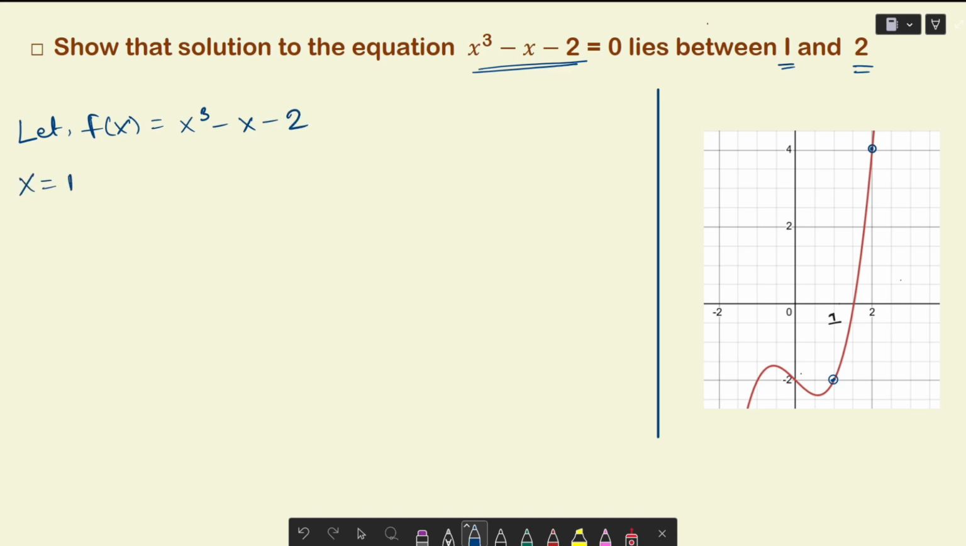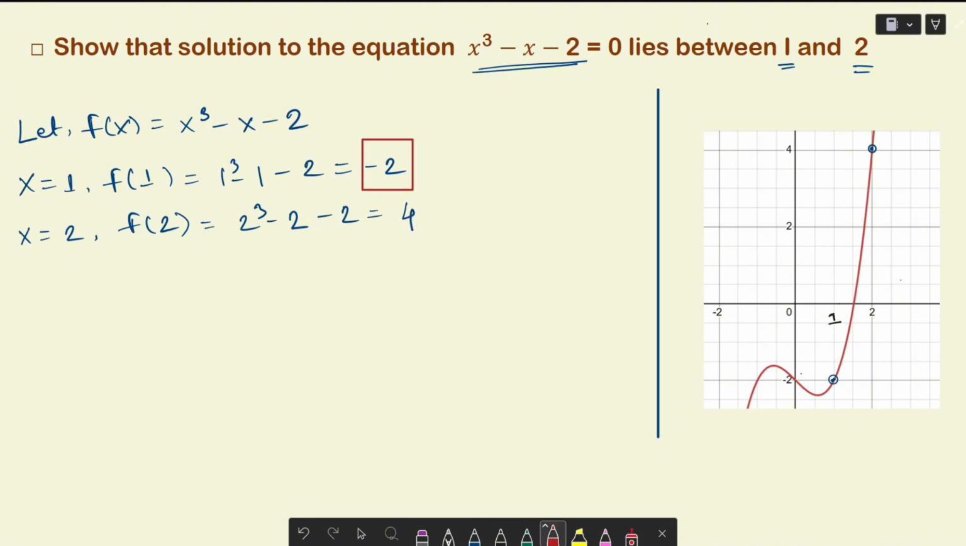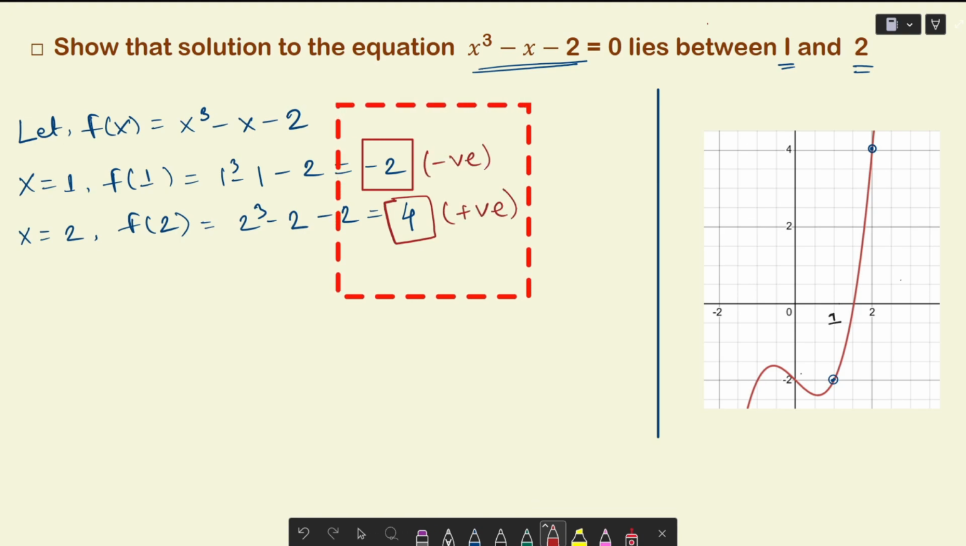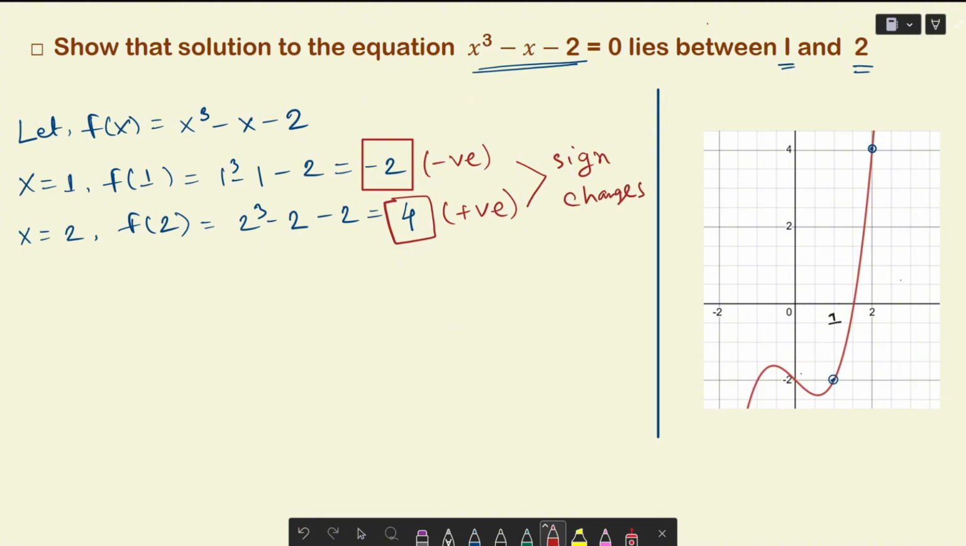So when you plug in x equals 1 into the equation, we get a result of -2. Next, we will do the same with x equals 2. Plugging this into our equation, we find that the result is 4. The fact that one result is negative and the other one is positive is a key indicator. It suggests that the actual solution to our equation lies somewhere between 1 and 2.